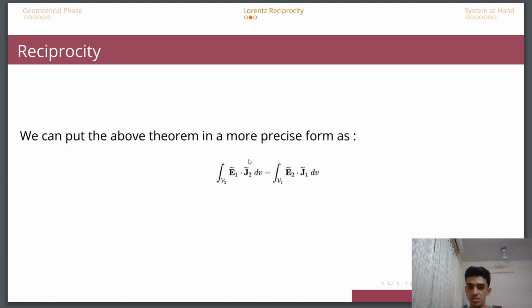As you might notice, the volume integrals are over two different volumes, as I mentioned. For the cases of disjoint currents, we can write it in this form, and that's the case we usually deal with in experimental setups. But this is not the most general form of the Lorentz reciprocity.